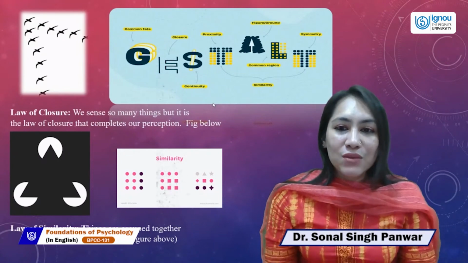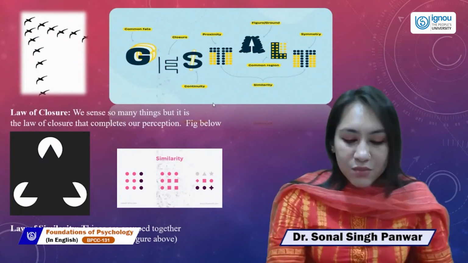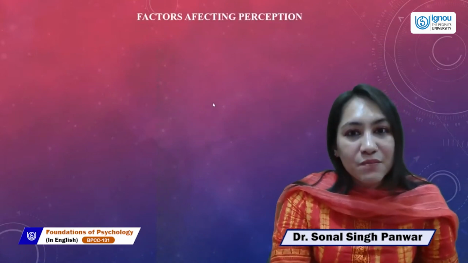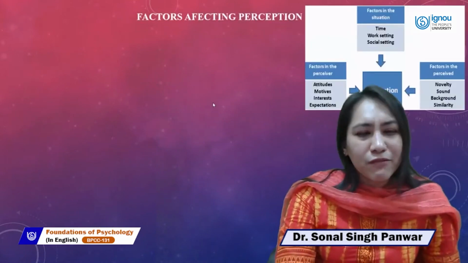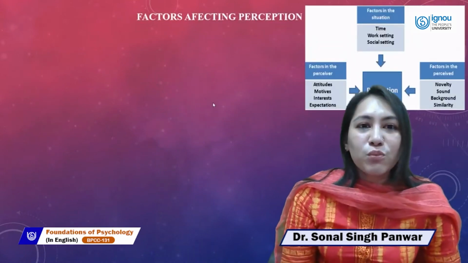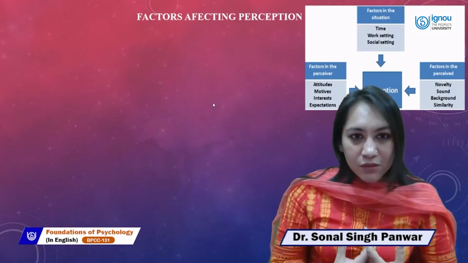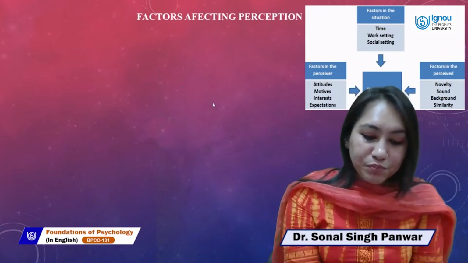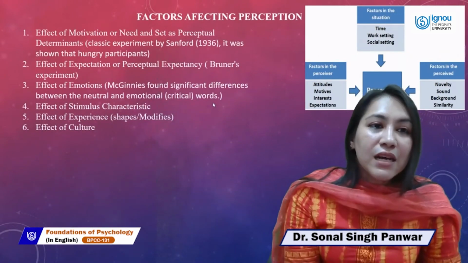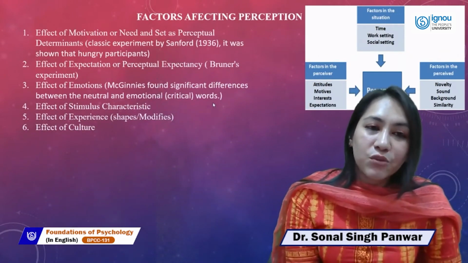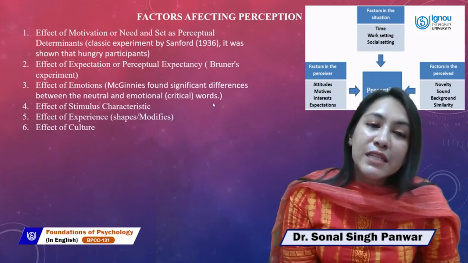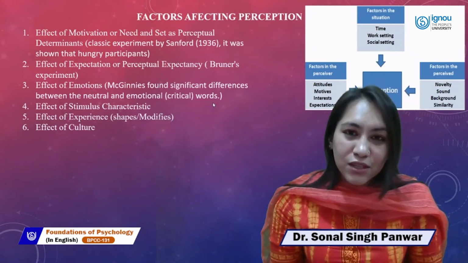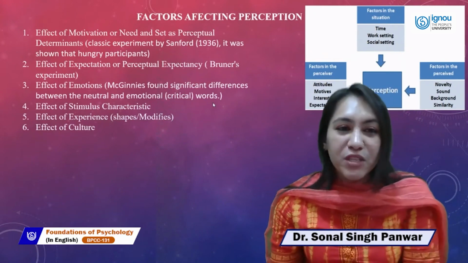This completes the principles that help you organize your perception. Now let's move to factors impacting perception. Very simple. There are many factors impacting perception. There could be factors in the perceiver: our attitude, our motives, our interest and expectation. So let's label it and understand. Let's start with motivation and need, or set, as a perceptual determinant, which is that whenever there's a need, the perception will be changed.